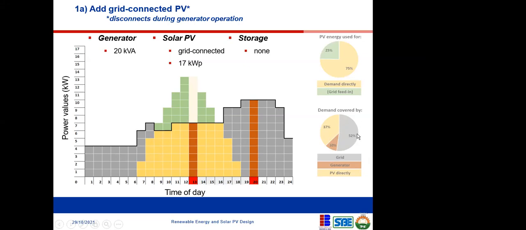Okay, so if you look at the pie chart here, you find out that 37% of your supply is now coming from the solar system, whereas 52% is coming from the grid and 10% is coming from your generator, just for these 2 hours that you have grid outage.